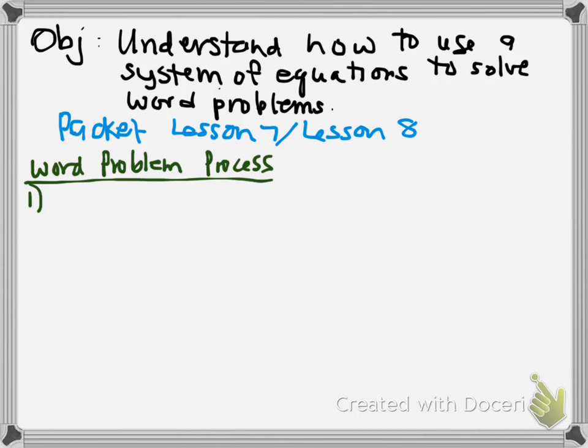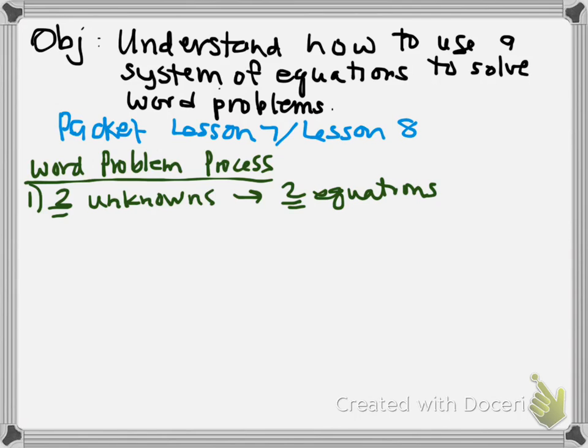So word problem process number 1: there's going to be 2 unknowns, which leads to 2 equations, which leads to solve using a system. The number of unknowns tells you the number of equations you're going to have to translate. And that's how we're going to solve our system. Now, how we actually solve the system, we may be using substitution, elimination may be a better option. It depends upon what my problem looks like.